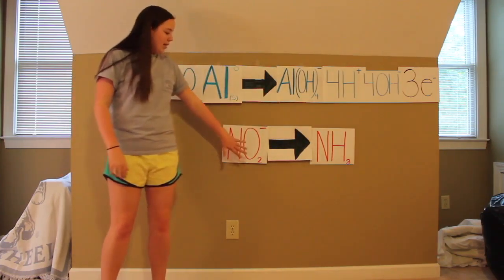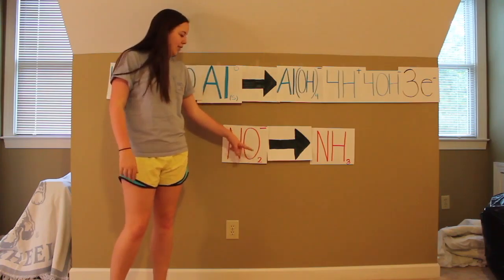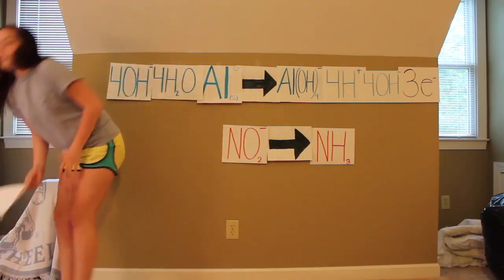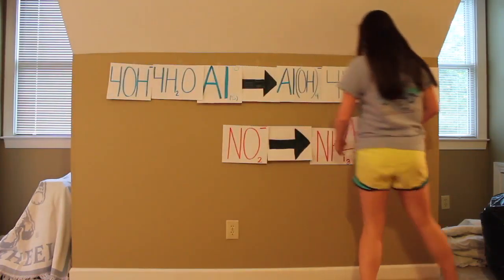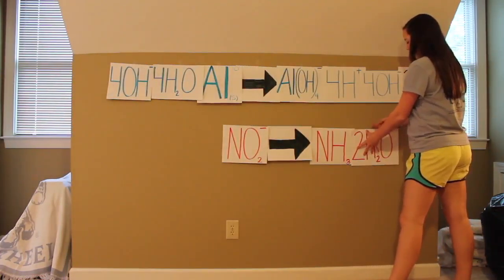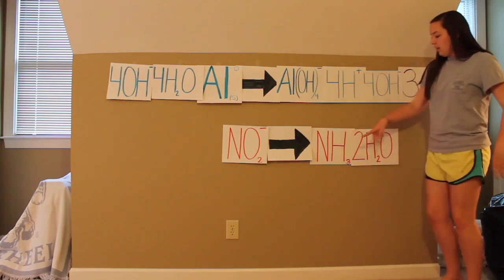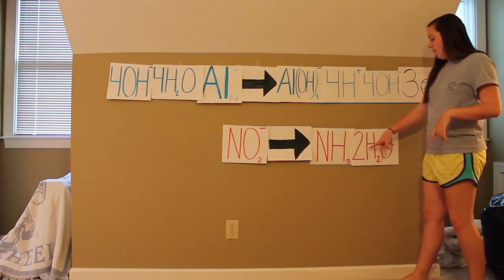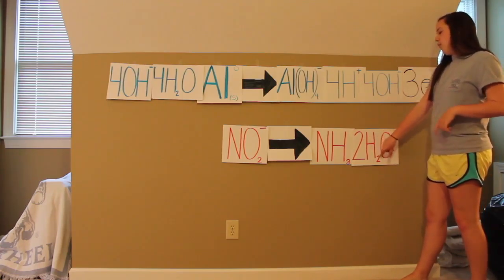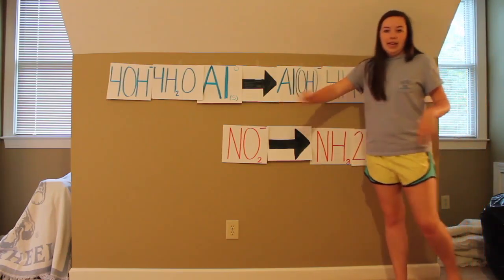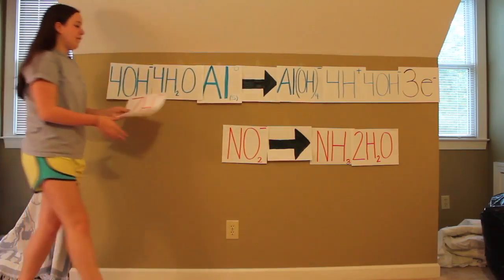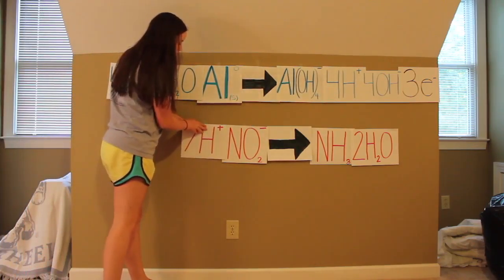Then we want to balance our oxygens by adding water. So there's 2 oxygens here, so we're going to add 2 waters to the other side, like so. Now we want to look at our hydrogen. From NH3 we have 3 hydrogen, and from 2H2O we have 4 more. So we need to add 7 hydrogen to the reactant side. 7H plus.